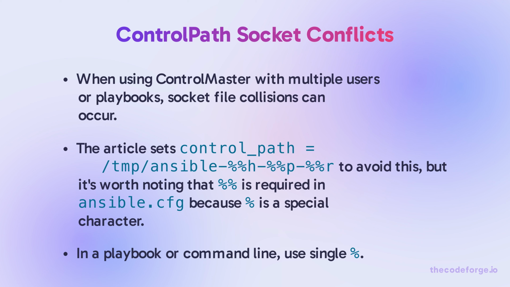When using ControlMaster with multiple users or playbooks, socket file collisions can occur. The article sets ControlPath = /tmp/ansible-%%h-%%p-%%r to avoid this, but it's worth noting that %% is required in ansible.cfg because % is a special character. In a playbook or command line, use single %.